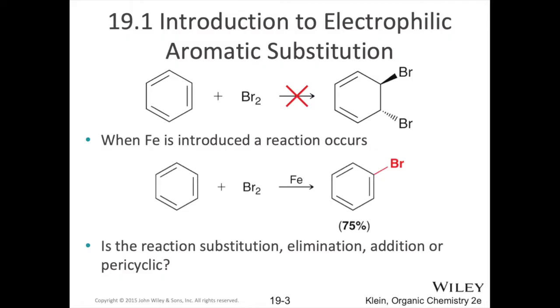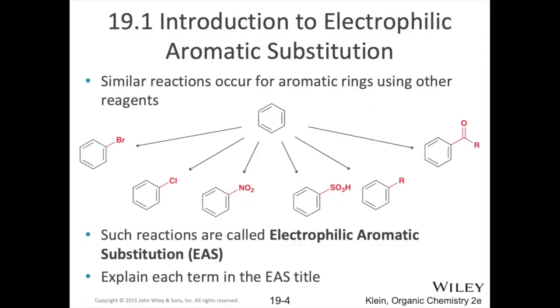Okay, now that being said, even though I use the word substitution, you can already tell it's probably not going to be your typical SN1 or SN2 mechanism. We've already seen back in the chapter last semester on substitution reactions that sp2 hybridized carbons aren't really good for forming carbocations. Okay, so it's not going to be your typical substitution. Anyway, this type of reaction is what we're going to look at in this chapter. This is what we call an electrophilic aromatic substitution, or EAS reaction.